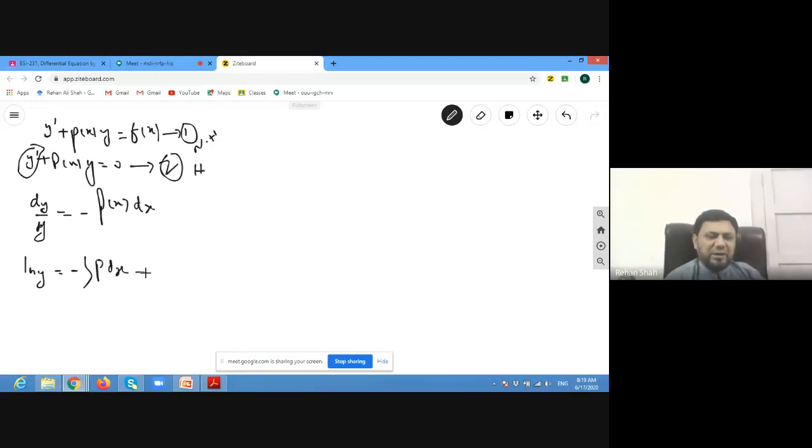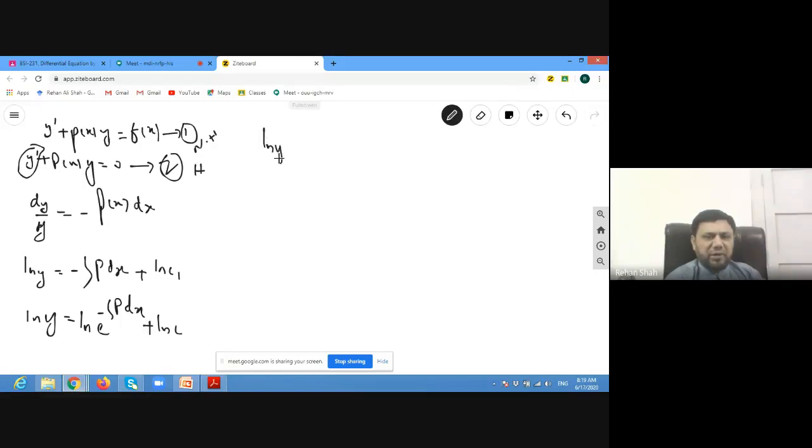So the constant of integral is log of c1. You can write log of y equal to this. If a function is not in the form of log, you can write it as log of e power that function. So this is log of e power minus integral of p dx. I don't need to explain this much, because you know about this. This is a first order differential equation and you can easily solve this.